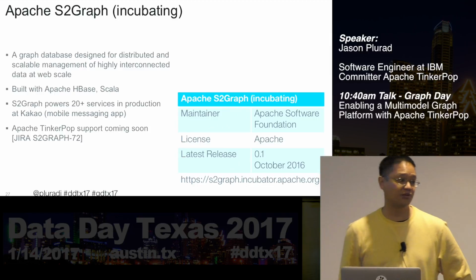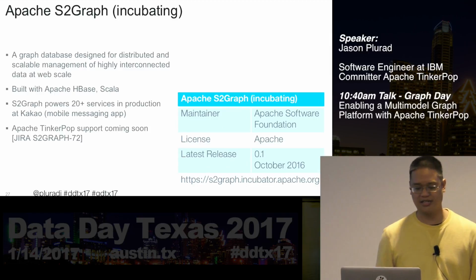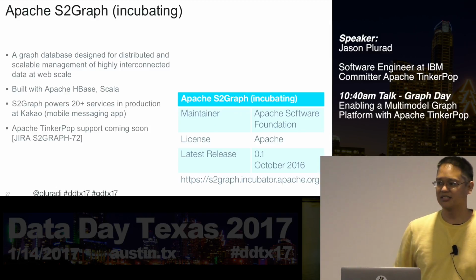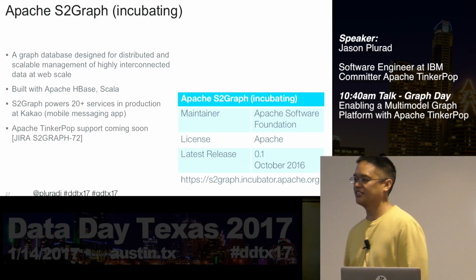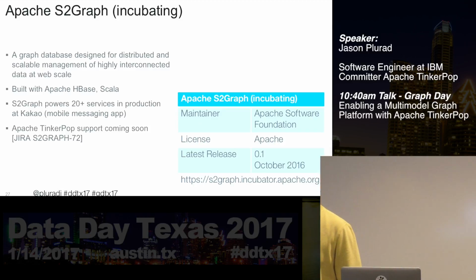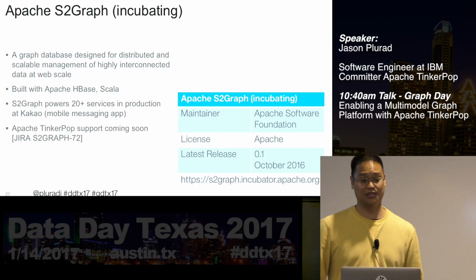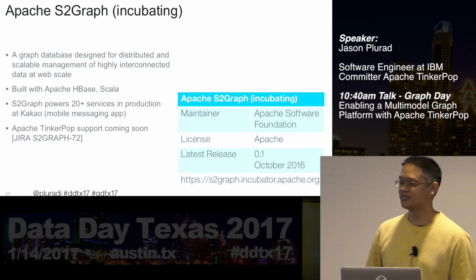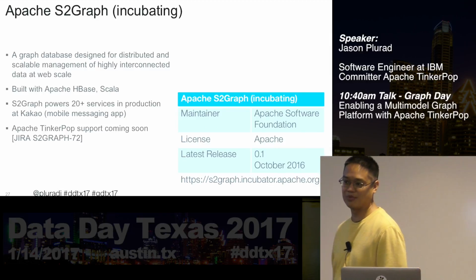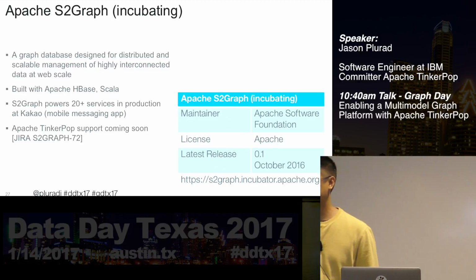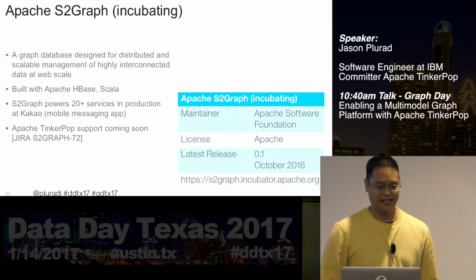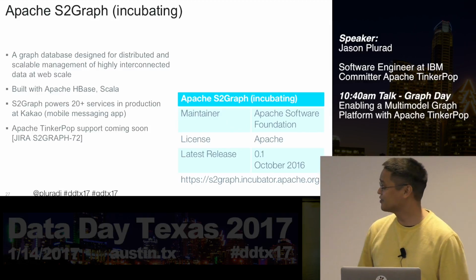At the ASF, we've got Apache S2 Graph. I met with these guys at ApacheCon last year. This is a graph database project that came out of Korea. Kakao is the largest mobile messaging app in Korea, and they're using S2 Graph to power over 20 production services. It's built on top of Apache HBase and Scala, and they're incubating it at the ASF.